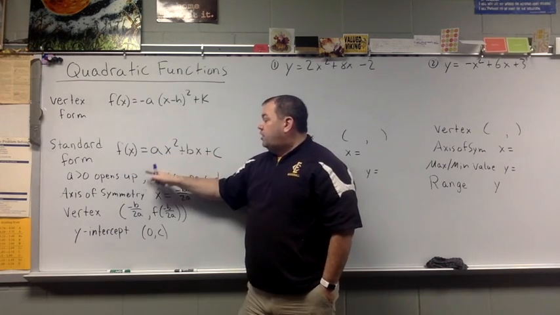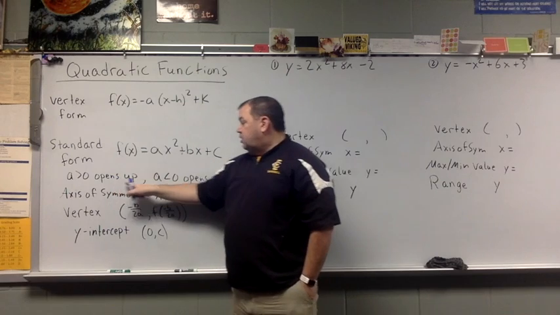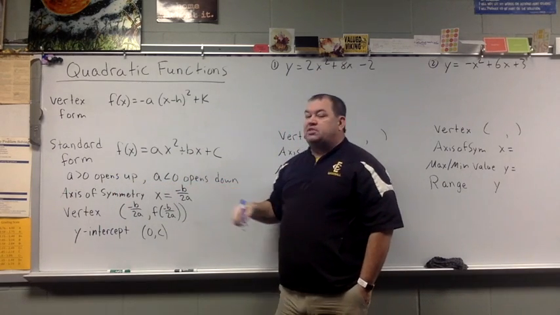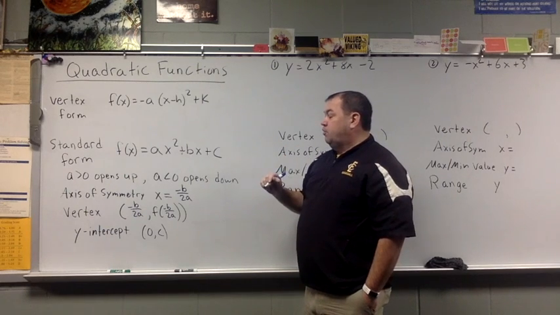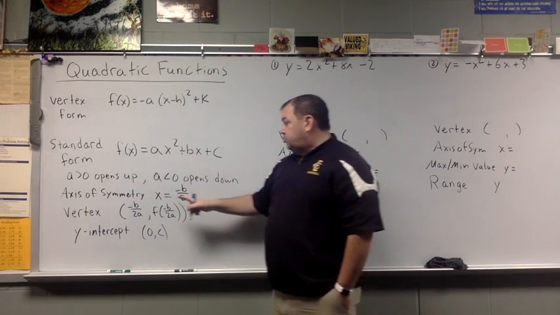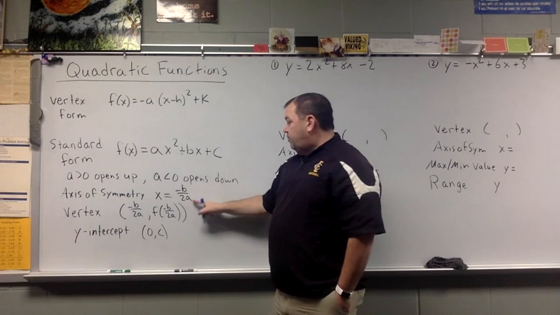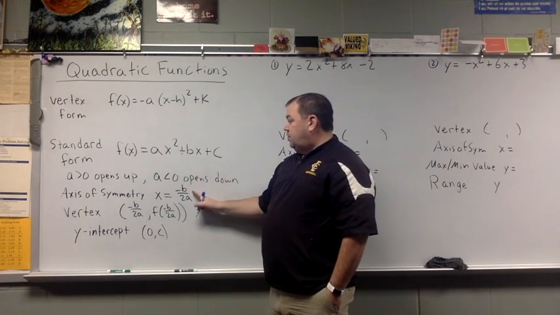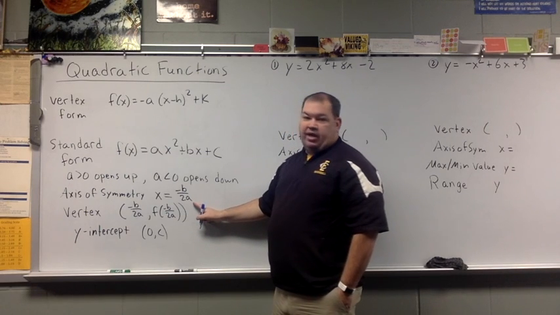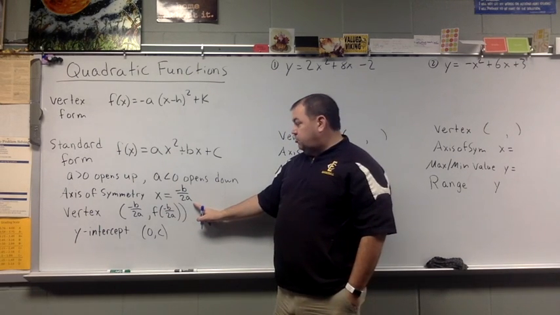If it's positive, it opens up. If it's negative, it opens down. So that's still consistent with what we did in vertex form. The axis of symmetry is still x equals, but now we have to get it out of this form. So we do the opposite of b divided by 2a, and that will give me my axis of symmetry.